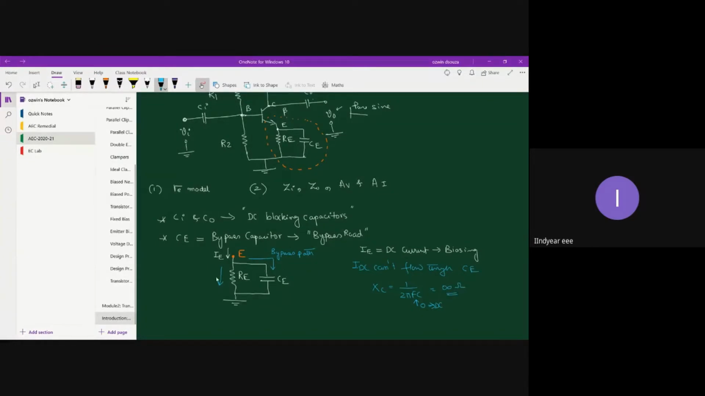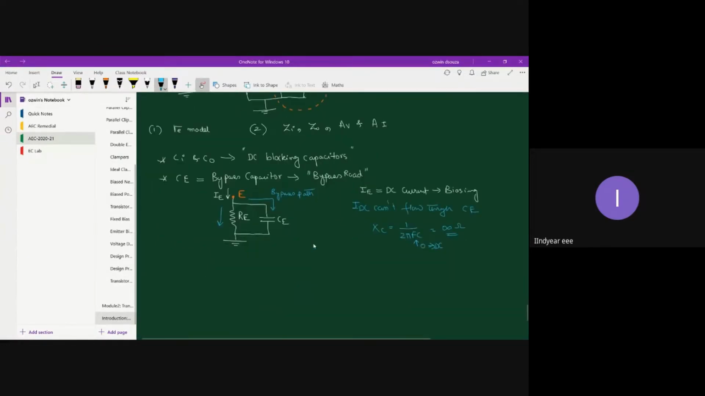So for the DC circuit, this particular equivalent circuit can be drawn something like this. This is your emitter node, and this is your emitter resistor RE. This is how the emitter current flows. On the other hand, the capacitor needs to be treated like an open circuit element. Is it clear? Can I quickly get a yes? Yes, sir. Okay, fine.